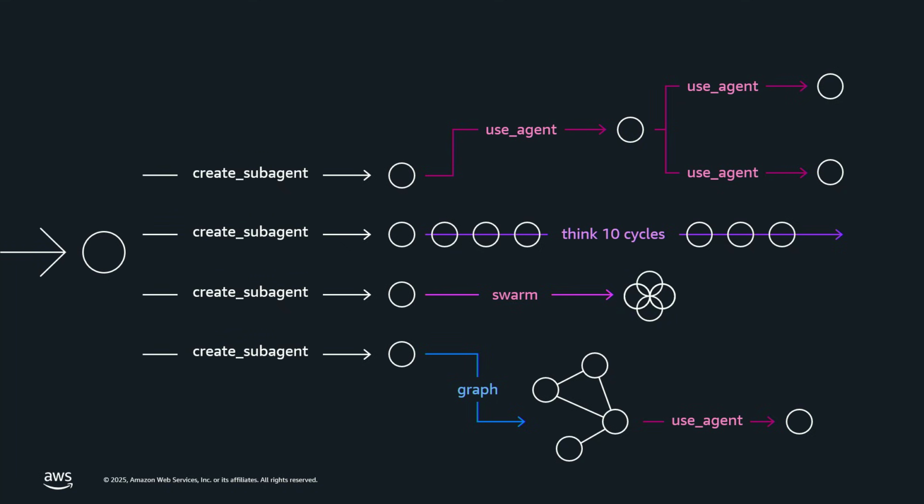What is that? Yeah, so you're able to compose these primitives, these orchestration primitives: a graph, a swarm, use agent. They're all able to be mixed and matched. You can have a graph of graphs. You can have a swarm of graphs. You name it. They're all able to mix and match and compose with one another as well.